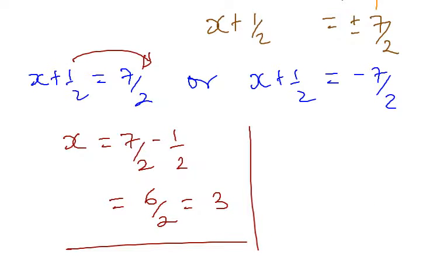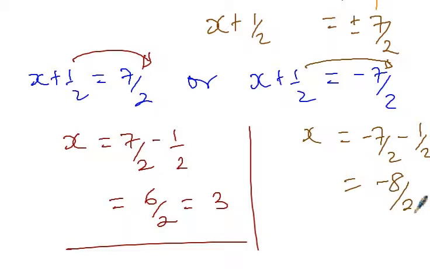And then when I look at the alternative part, take minus a half to the other side, x should equal to minus 7 out of 2 minus a half, and since the denominator is the same, I just do minus 7 minus 1, minus 8 out of 2, which gives me minus 4. So those are the other two answers.